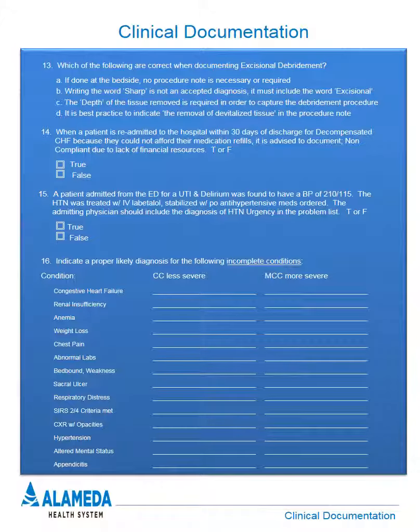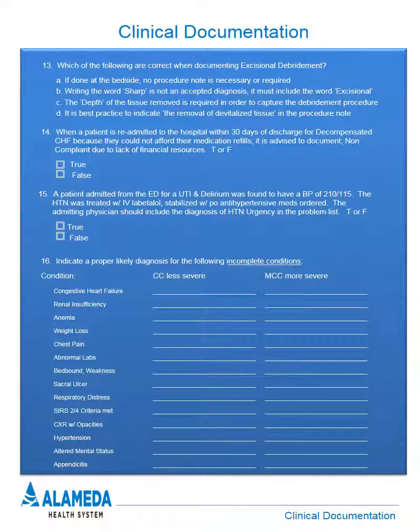B. Writing the word sharp is not an accepted diagnosis. It must include the word excisional. So when you're documenting excisional debridement and you're documenting your procedure note, you absolutely must write the word excisional if it was excisional. If you write the word sharp without the word excisional, it is not an accepted diagnosis.